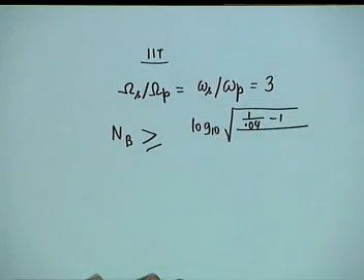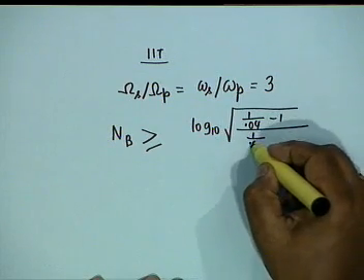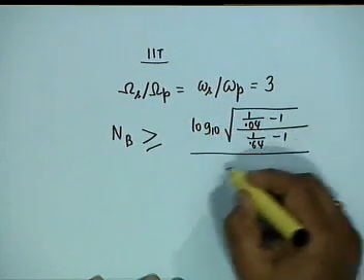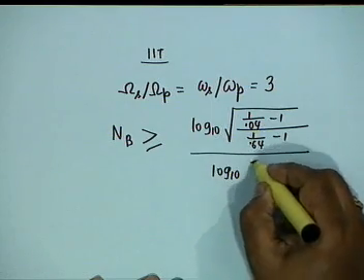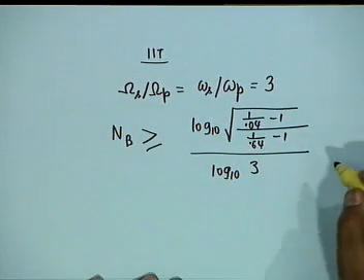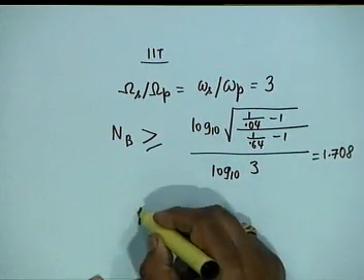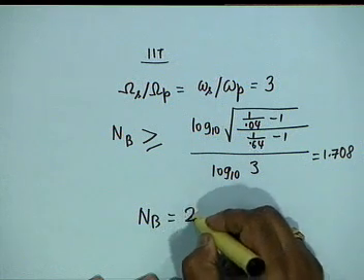minus 1 divided by 1 by 0.64 minus 1 divided by log 10 of 3 instead of 4 point something that we had got earlier, and this calculates out as 1.708, and therefore n sub b is still equal to 2.